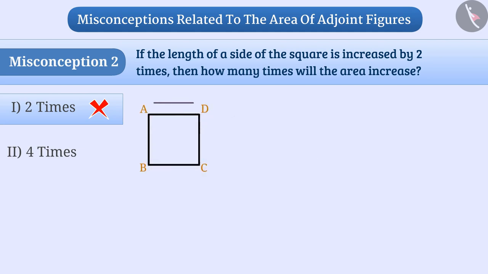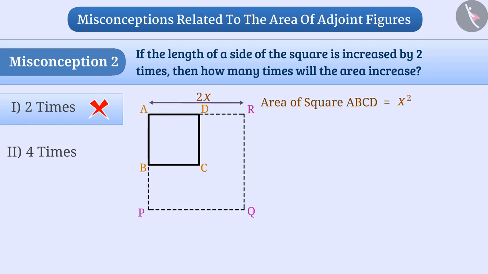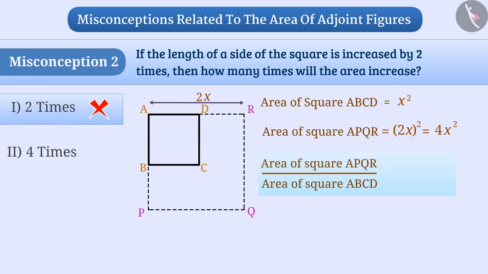Suppose the length of the side of a square is x. The area of this square will be the square of the side, that is x square. If we multiply the length of the side of the square by 2, then the new length will be 2x. Now, the area of the new square will be 4x square. If the areas of the two squares are compared by division, we find that the new area is 4 times larger than the first area. In this way, option 2 is the correct answer to the question given.